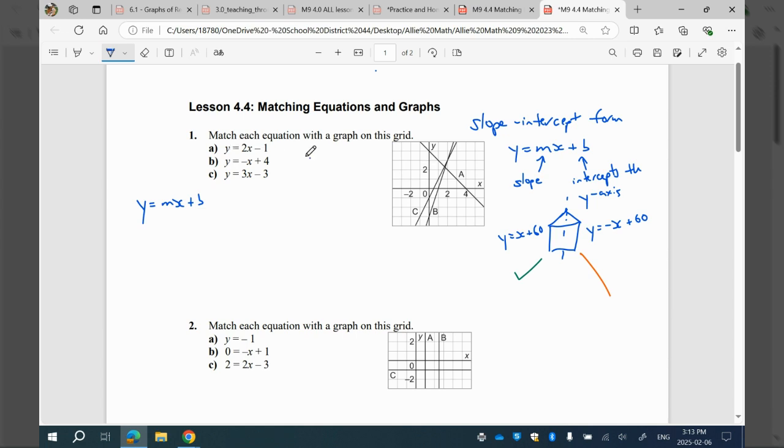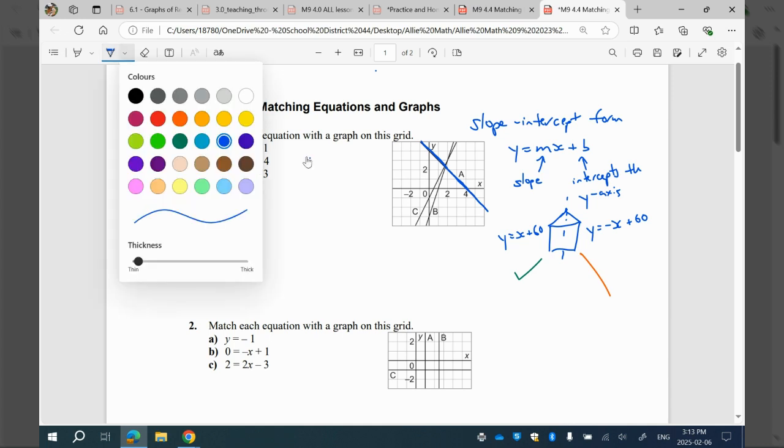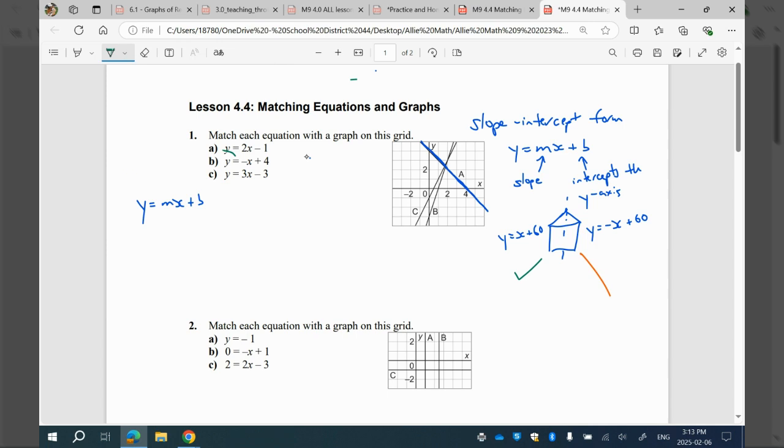So this line, let's say right here, crosses at positive 4, and it's moving in our negative x way. So it has to be this one right here. It has to be a negative x. It crosses at positive 4. That's our y-intercept. Remember, it's crossing there at positive 4, and it's moving in the negative x direction. So it has to be that one.